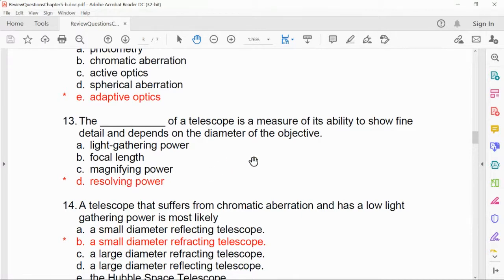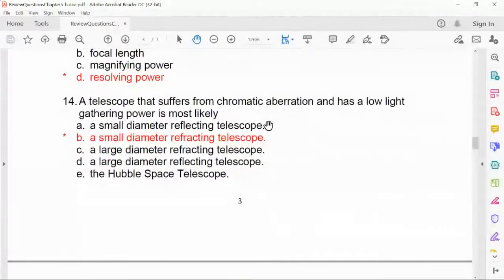The resolving power of a telescope is a measure of its ability to show fine details and depends on the diameter of the objective. And I told you that also helps in the light gathering power. A telescope that suffers from chromatic aberration right away, it's a lens, so it's refracting, and has low light gathering power, it's most likely a small diameter refracting telescope.